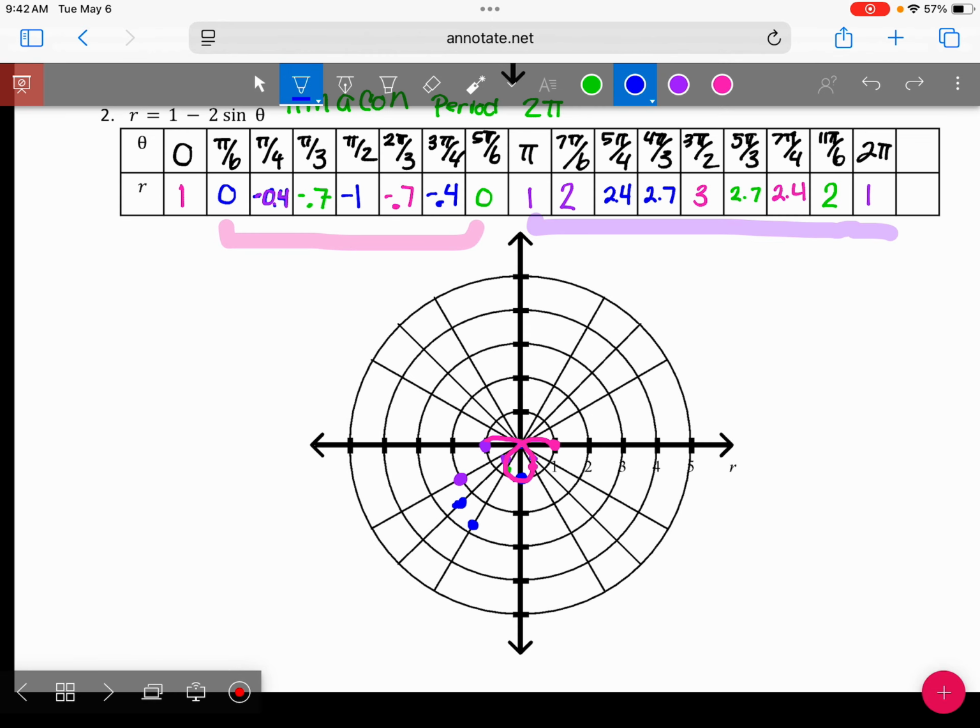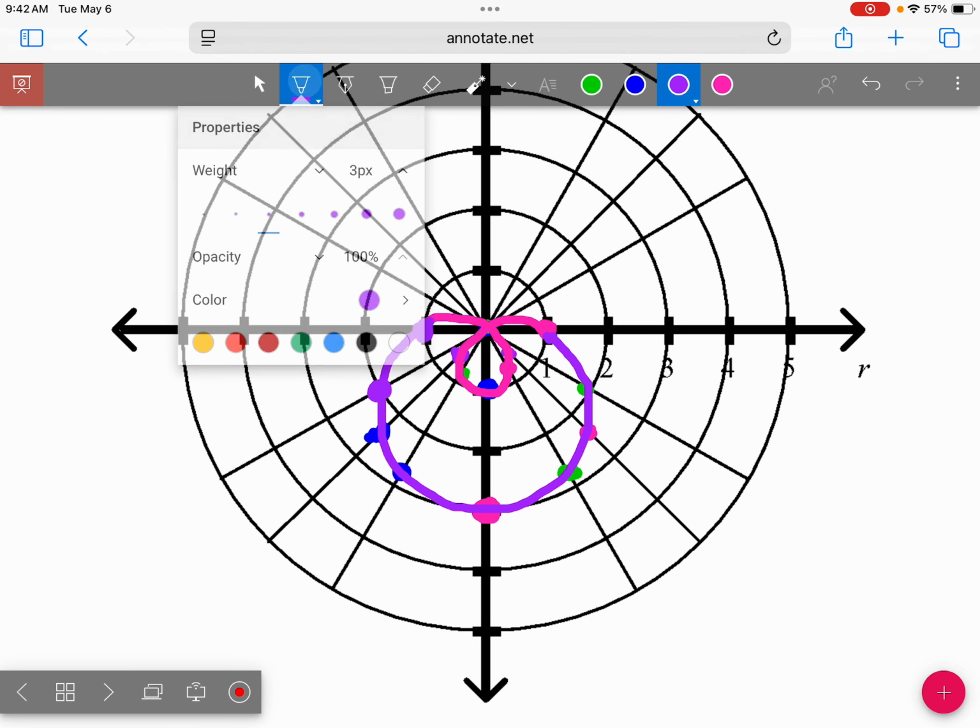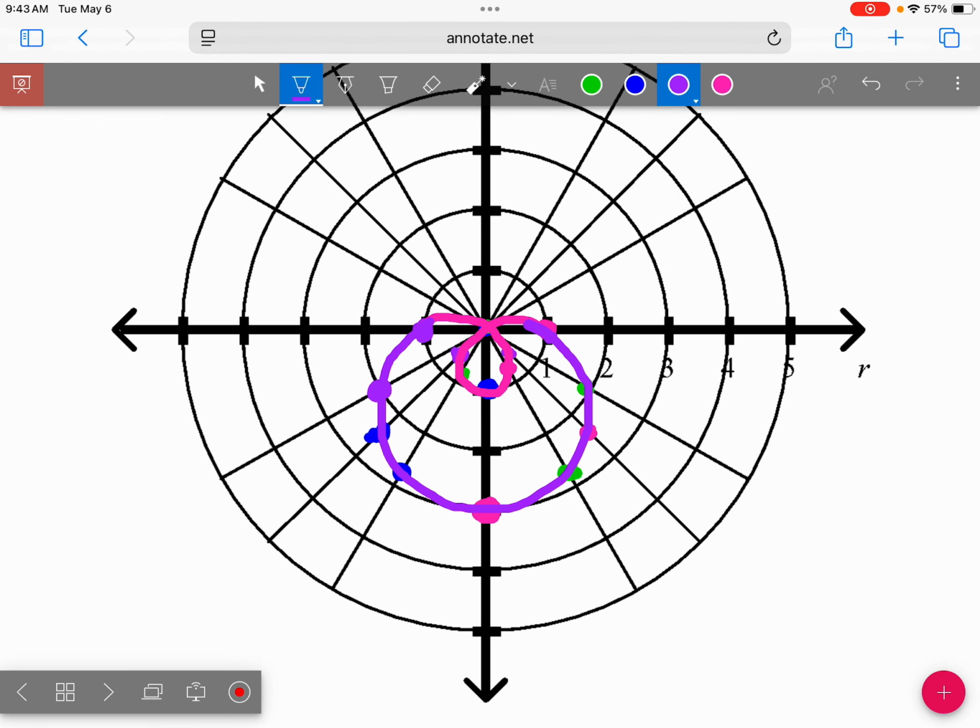Our 3 pi over 2, excuse me, we are at our 3. So down here. And then we've got our 5 pi over 3 giving us 2.7. Our 7 pi over 4 giving us 2.4. Our 11 pi over 6 giving us 2. And then our 2 pi loops back around to 1. So when we connect these up, we get that thing. So we get this kind of loop-de-loop looking piece. It looks like this.